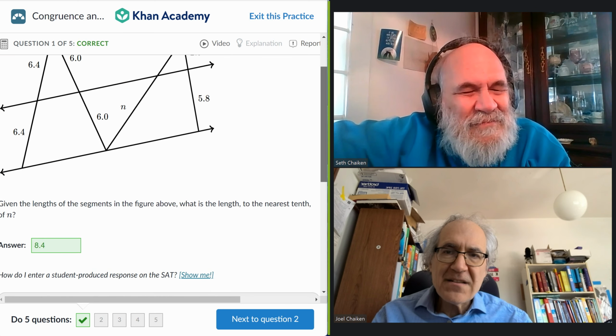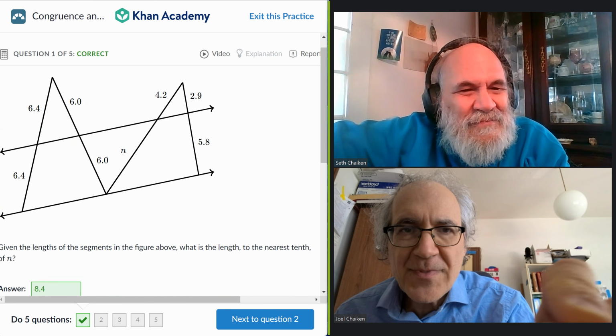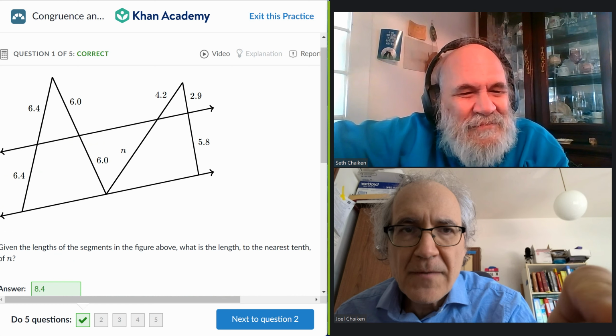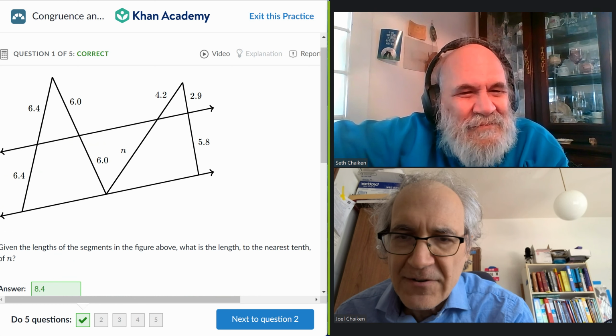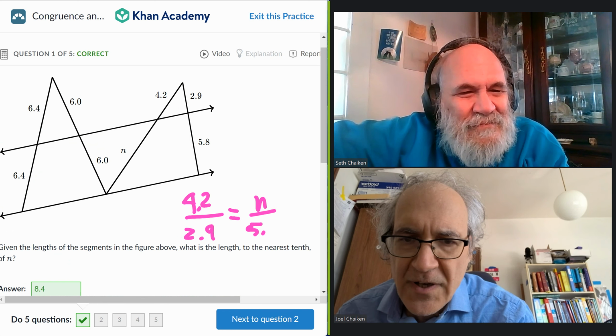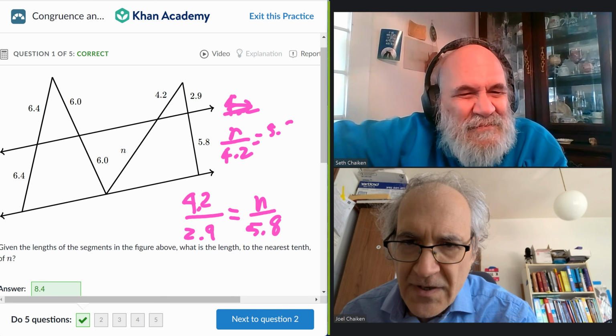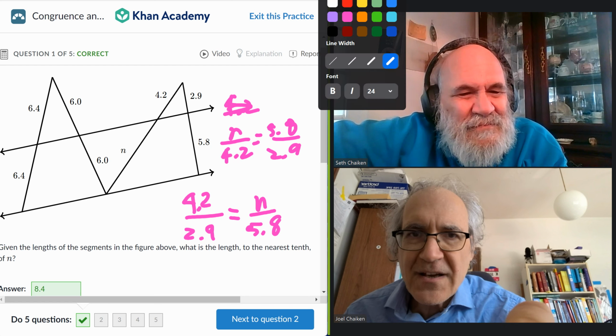By the way, the theorem can also be written that way too. They did 4.2 is to 2.9 as n is to 5.8. I don't like this way. I prefer 4.2 is to n as 5.8 is to 2.9.